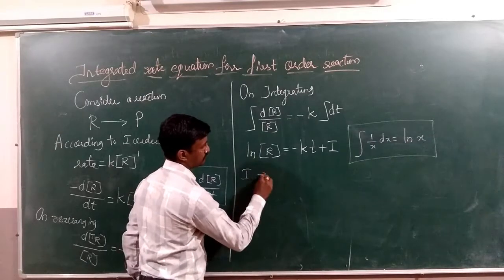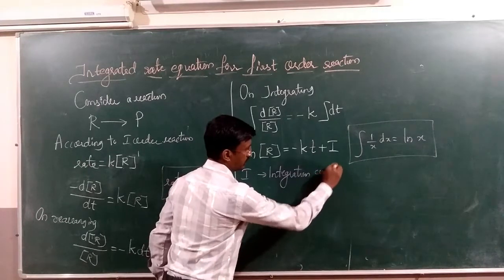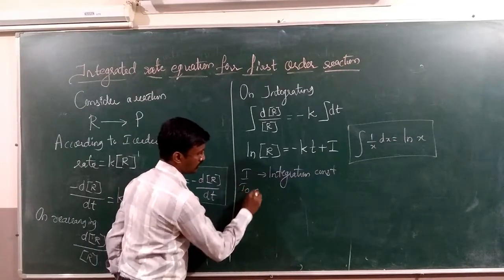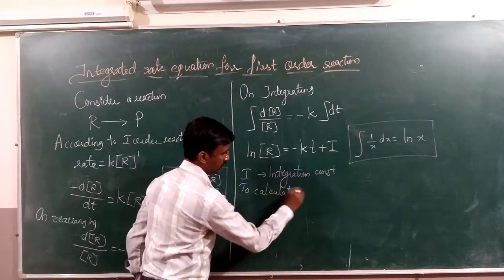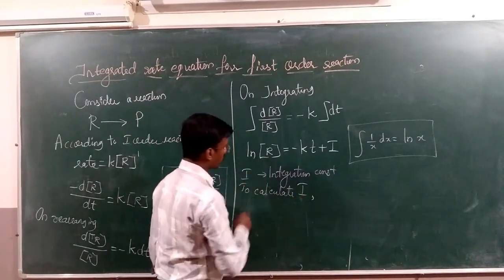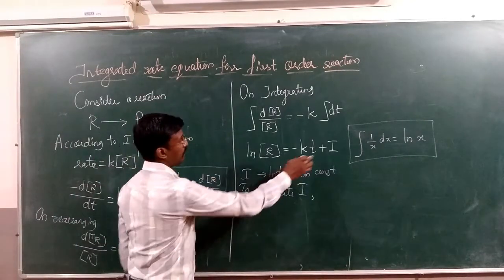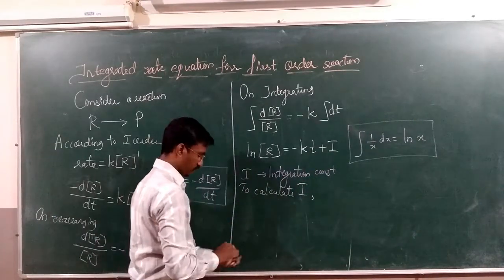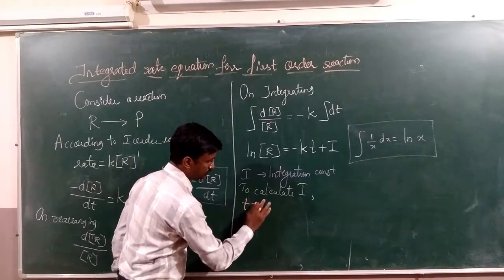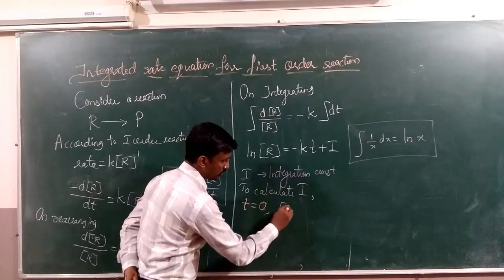Where I is the integrational constant. To get the I value, we have to substitute. What do we have to substitute? It's the same thing which we did in the zero order reaction. To calculate the I value, we will take t is equal to 0. When t is equal to 0, R becomes the concentration of R.